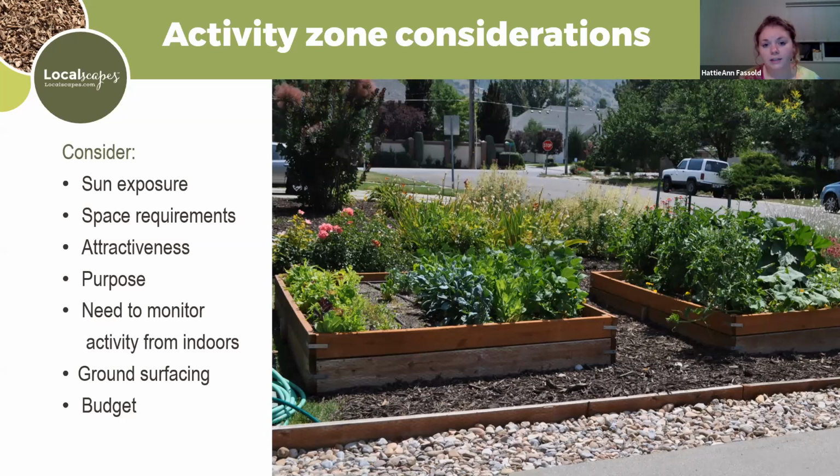Needing to monitor an activity away from the house. If you have a play place for your kids or a sandbox, having it be able to be seen outside of a window that you look out of frequently is something you may want, so you can keep an eye on your kids while they're outside. Then also consider what kind of ground cover you can be using, and your budget as well. So have all of these things in mind when thinking of your activity zones, right?